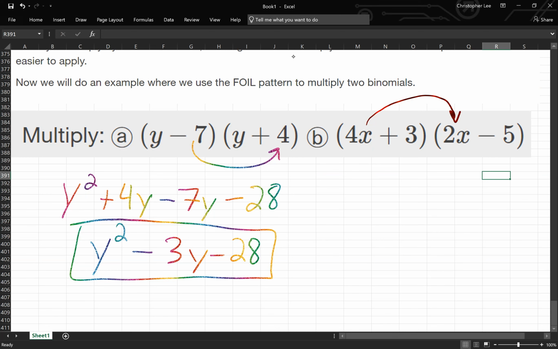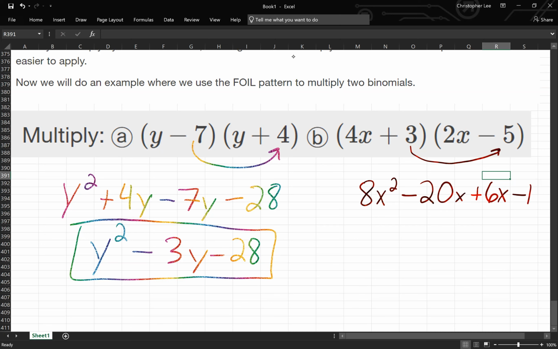So I want to multiply the two first. So 4x times 2x is going to give me an 8x squared. After that, what do I want to do? I want to multiply the 4x times the negative 5. This is going to give me what? A negative 20x. And then next, I want to do 3 times 2x, which is going to give me what? A positive 6x. And last but not least, I'm going to do 3 times negative 5, which is going to give me a negative 15.